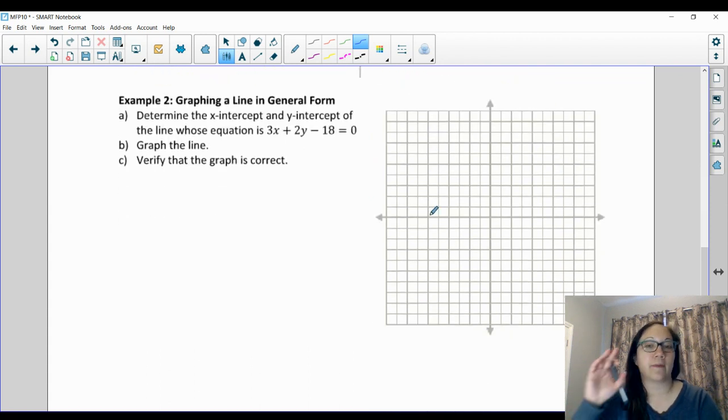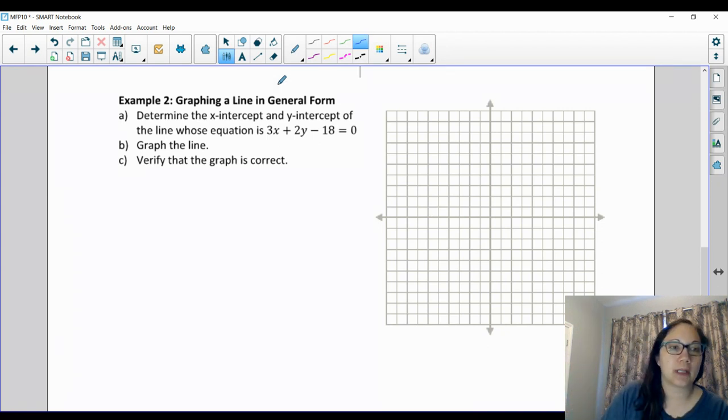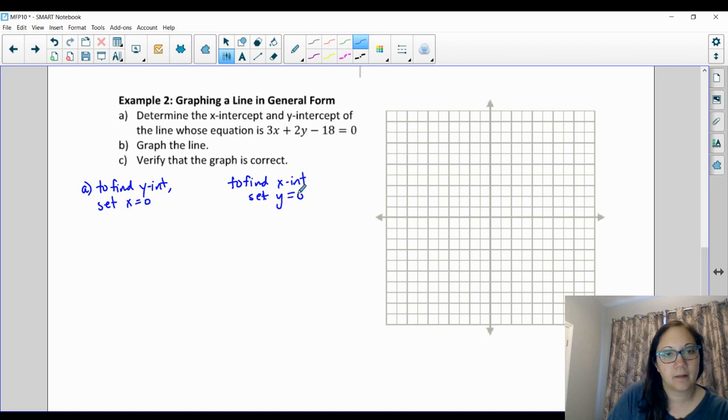Example 2 demonstrates one of the more useful aspects of general form, which is that it can often be easier to find intercepts. So we're going to start by determining the x and y intercept of that equation. Just a little reminder: when you want to find the y-intercept, you set x equal to 0, because it would be somewhere along the y-axis, which means it has an x-coordinate of 0. And when we find the x-intercept in a moment, we're going to set y equal to 0.